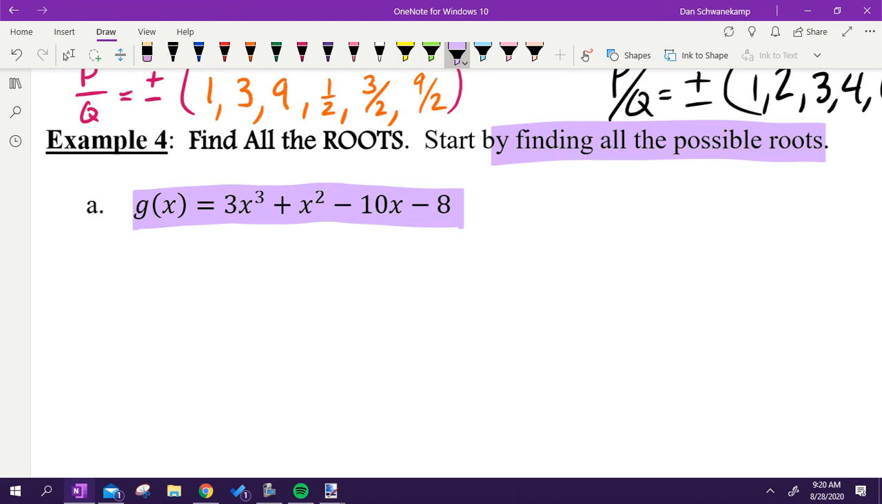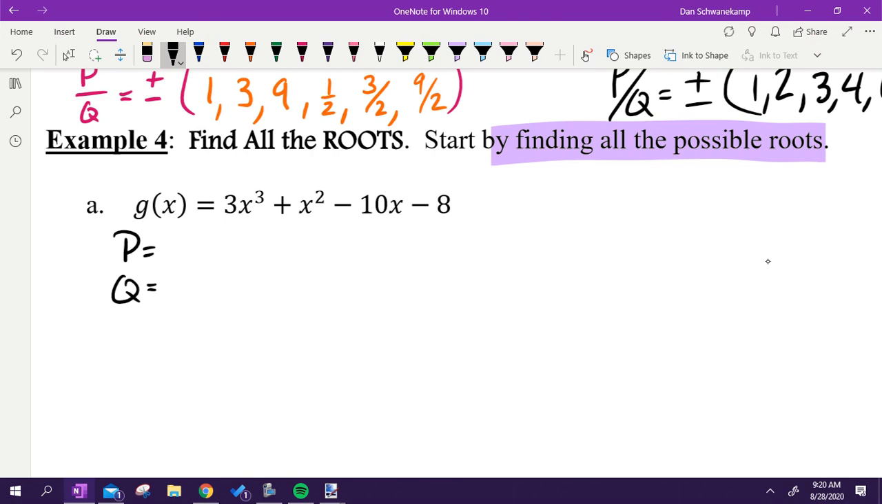Okay, so letter A, it says g of x is equal to that. How many solutions is this thing going to have? There are 3. So when I get done, I better have 3 answers. On the front side, it was easy because they would start you off by saying, oh, this is an answer. And then once we have that, we could factor and go on from there. Well, we don't have that here.